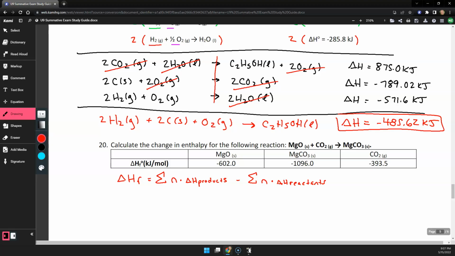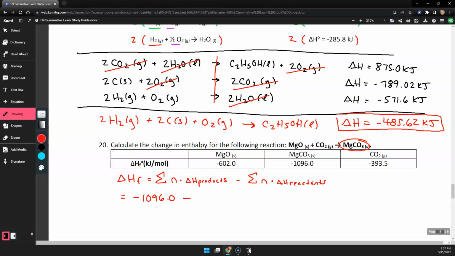For this example here, all 3 of these have a coefficient of 1. So we don't need to multiply these by anything. So we can ignore the N in our equation here because they're all 1. All right, so our product is MgCO3. So that's going to be negative 1096.0 kilojoules. If we had a 2 in front of that, it would be times 2, or a 3 would be times 3. But since it's 1, it's just going to be by itself.